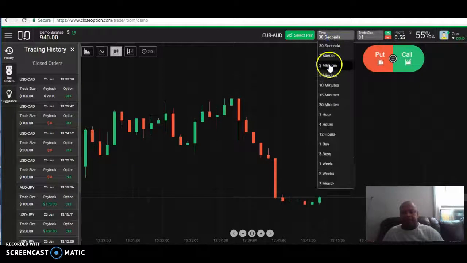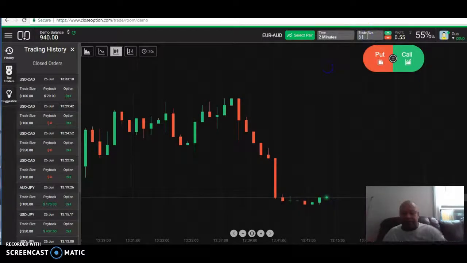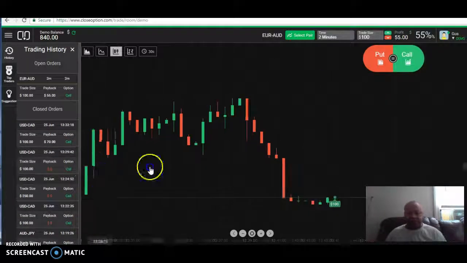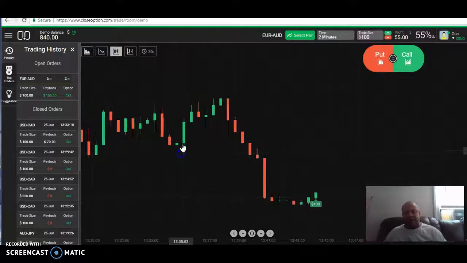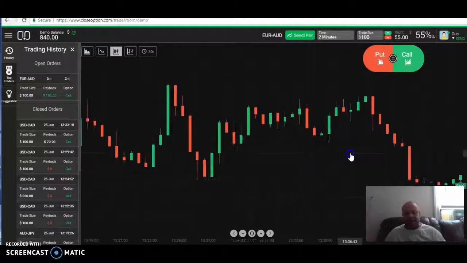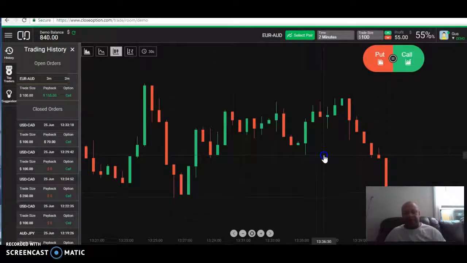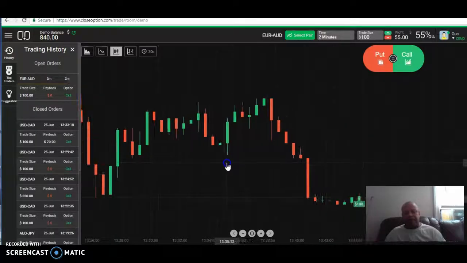All right. Let's do a 2-minute trade for $100. It's a call, I think. Looks like we have a level of resistance here going on. So I'm going to hit a call and hopefully it'll push itself back up. It's been a little bearish for a few minutes, but it kind of looks like it's hit a support level here, and it's trying to push back up this currency, the Euro Aussie dollar.